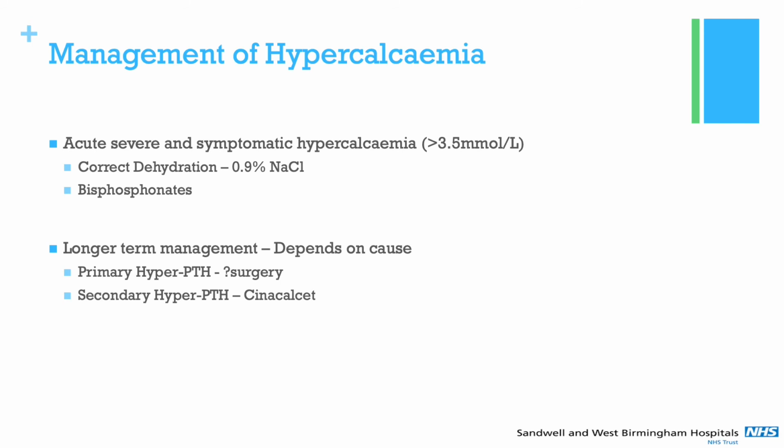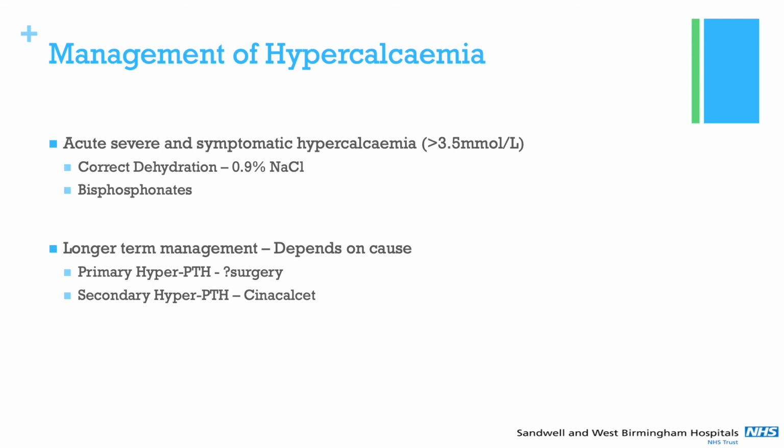And you can give that relatively quickly. It will depend on trust guidelines, but depending on the level of calcium and how symptomatic the patient is, you can give that fluid quite quickly. The second thing we'll need to do is give some bisphosphonates. Bisphosphonates work by inhibiting osteoclast activity, so they prevent further resorption of calcium and try to prevent further increases in that calcium level. The bisphosphonates that we'd usually give in the setting of hypercalcemia are disodium pamidronate or zoledronic acid.